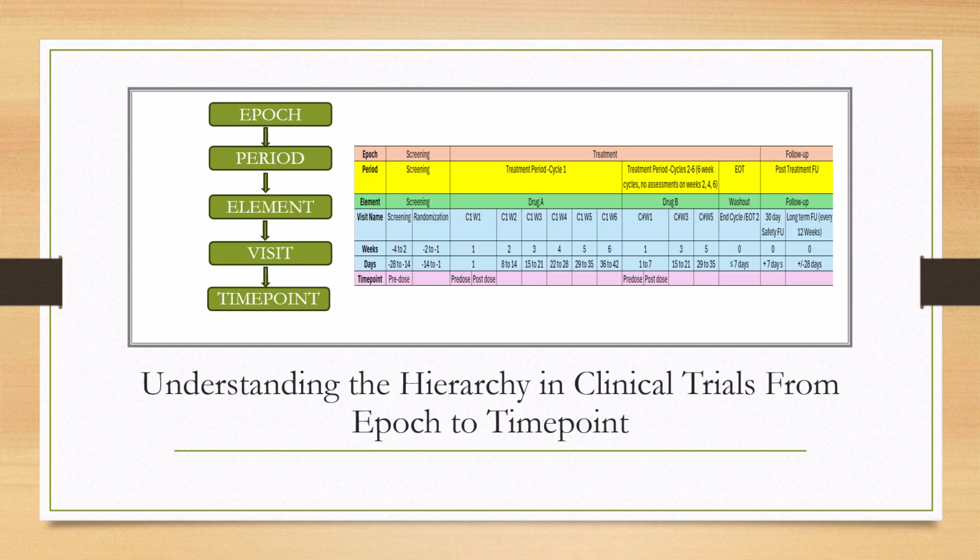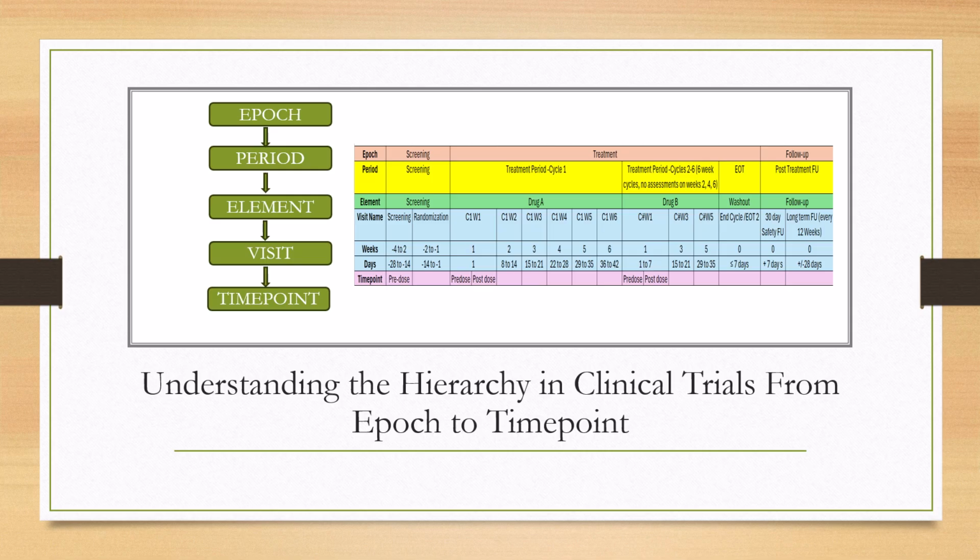You can see that from the information we get from the protocol, the visit name row shows there will be a screening visit, a randomization visit, and cycle 1 week 1 up to week 6 visits, and then there will be other cycles for a different period. Then there will be a washout period, which marks the end of treatment, and there will be a follow-up period, which is again segregated into two distinct parts, that is a 30-day safety follow-up and a long-term follow-up, which is of 12 weeks.